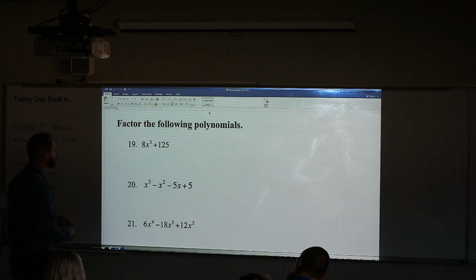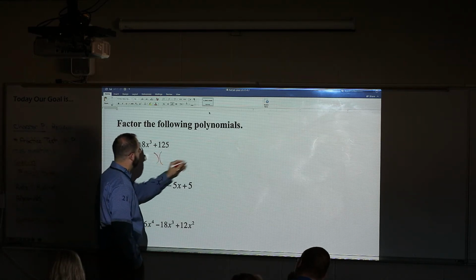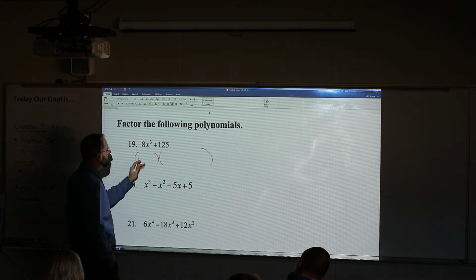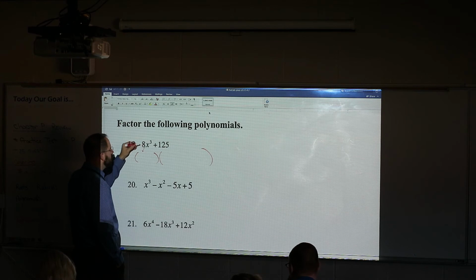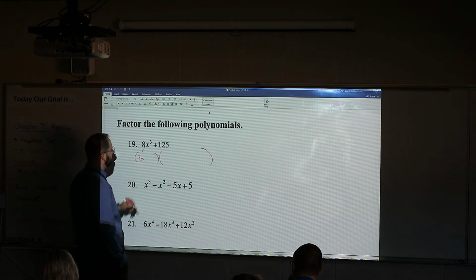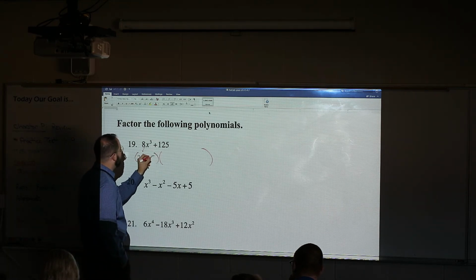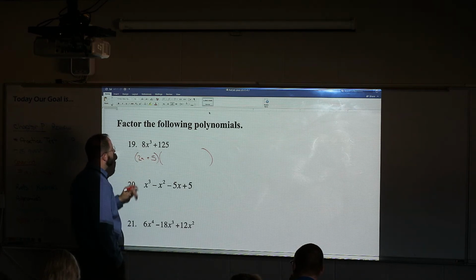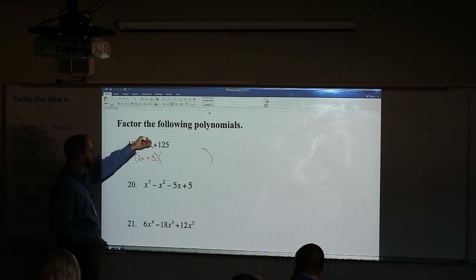19. Okay, so it's a cube rule. If you don't know, you have a small parenthesis and a big parenthesis. In the small parentheses, you take the cube root of each term. So what's the cube root of 8? 2. For the variables, just take the 3 and divide by 3. So 3 divided by 3 is x to the first. The cube root of 125 is 5, because 5 times 5 times 5 is 125. This is the most important parenthesis because the sign is the same here.